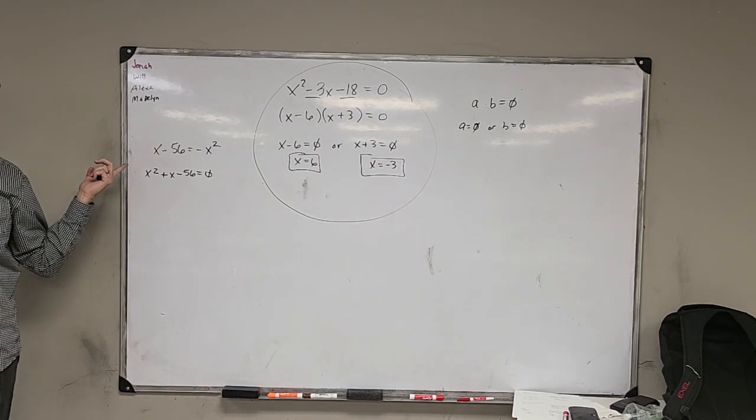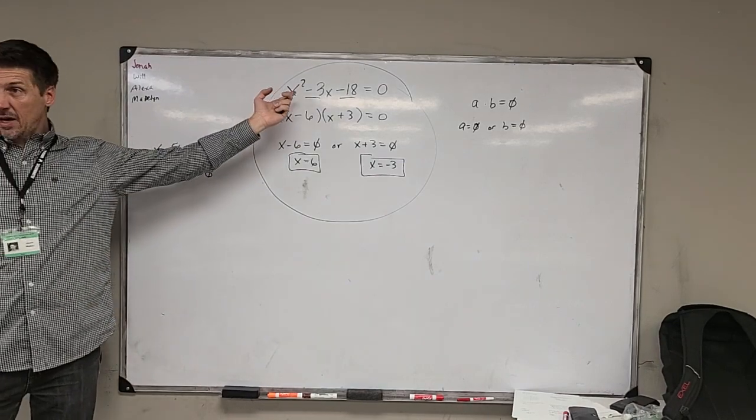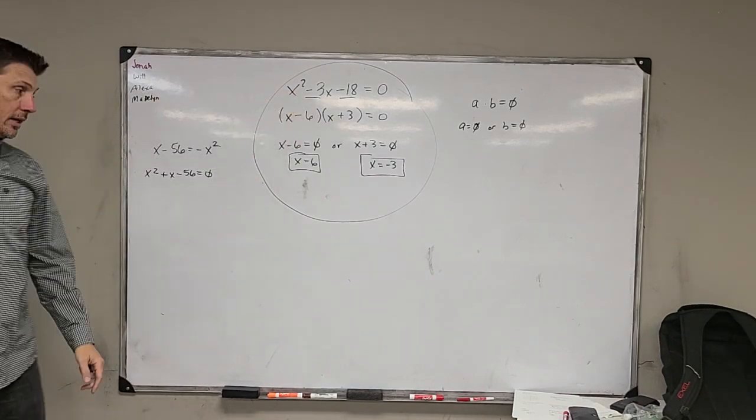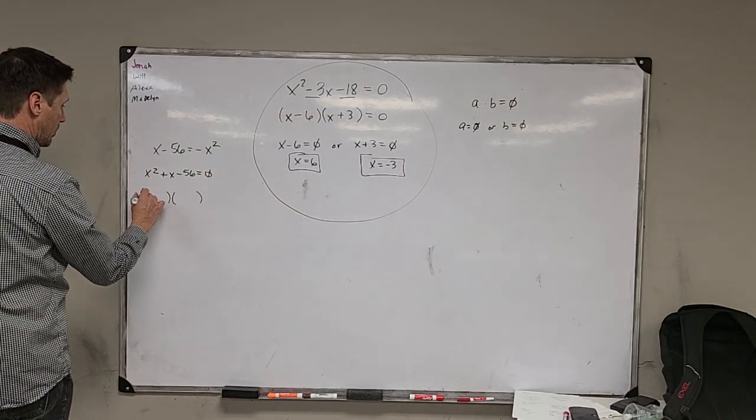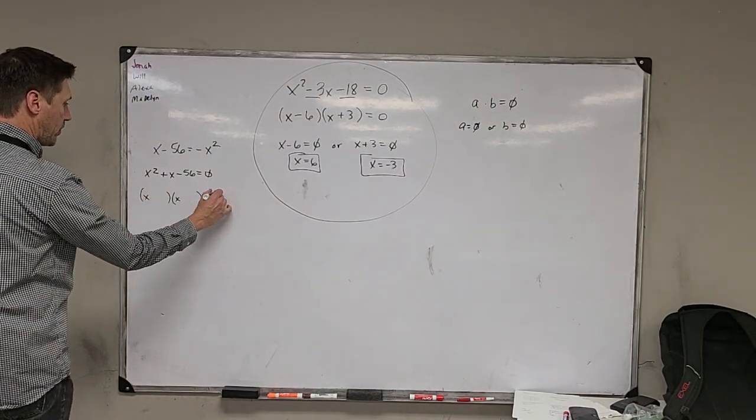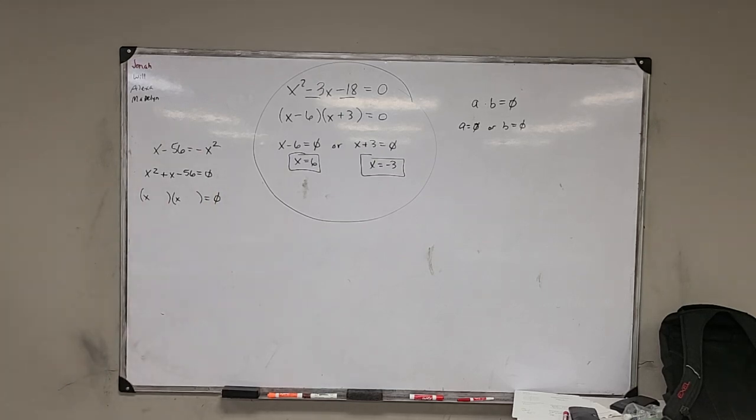Does everybody see that? Now we've got the exact same type of problem that we had here. So we're just factoring this guy. We put x's in the front here, and I'm thinking which factors of negative 56, when added together, will give me a positive 1?